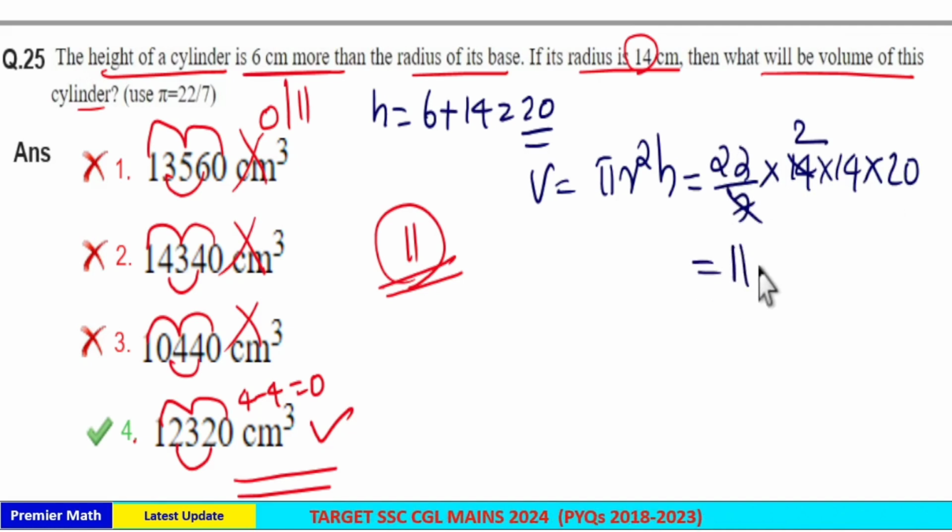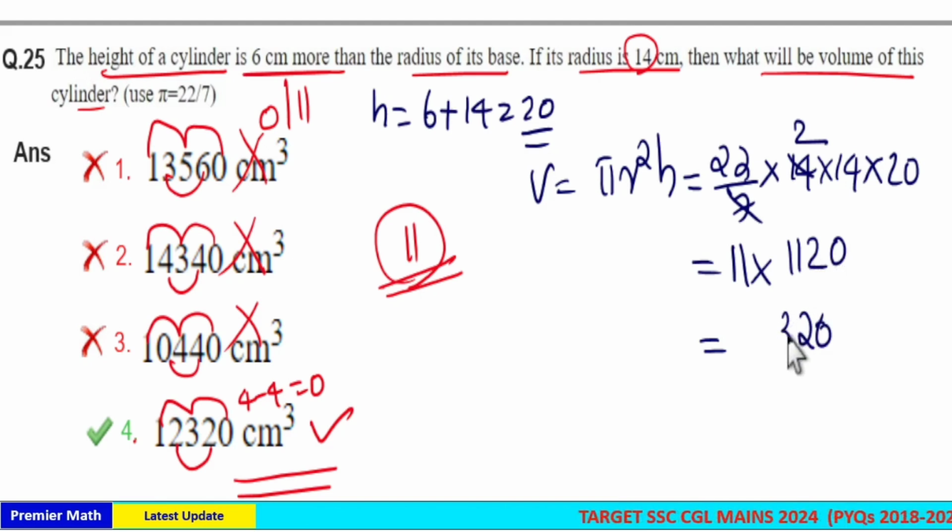So 11 into 2 into 2 is 4. 4 into 14, 56. 56 into 2 is 112. Now this will become 0 right here. 2 plus 0, 2. 2 plus 1, 3. 1 plus 1, 2. And 1 here. 1, 2, 3, 2, 0.